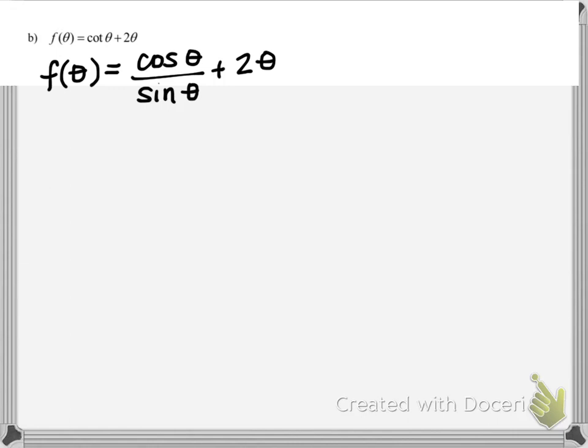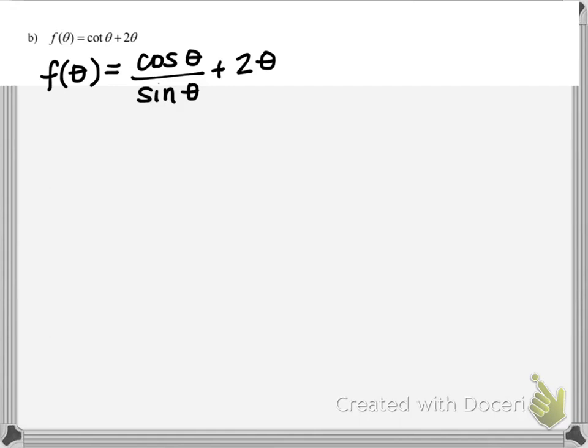Okay, let's do one more. Let's just find the critical numbers for this function. Now, on this function, we do have domain restrictions because this function contains a cotangent. So I think it's useful to actually rewrite cotangent in this case. Cotangent could be rewritten as 1 over tangent, or you could use the quotient identity and rewrite it as cosine over sine. I think it's easier to work with all cosines and sines, so that's the option that I'm going to choose. So cosine over sine plus 2 theta.